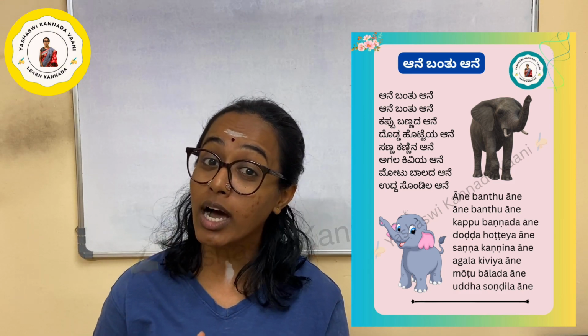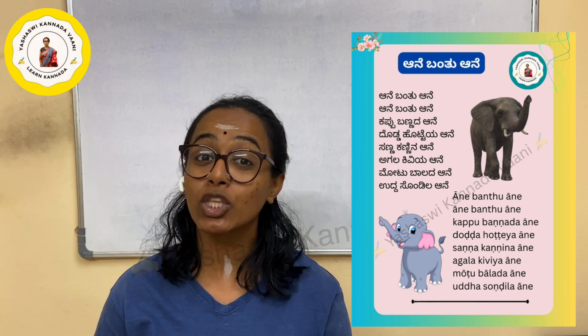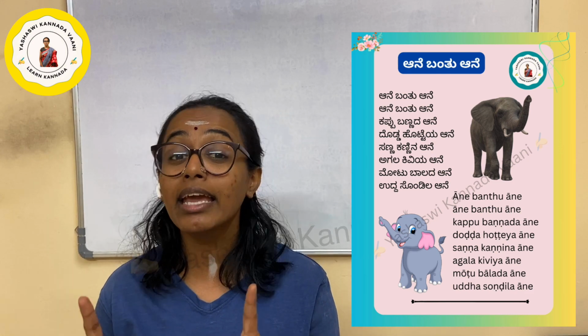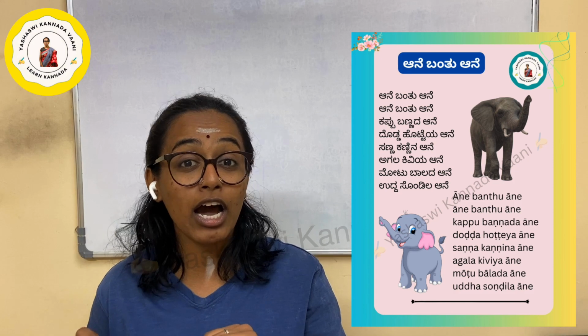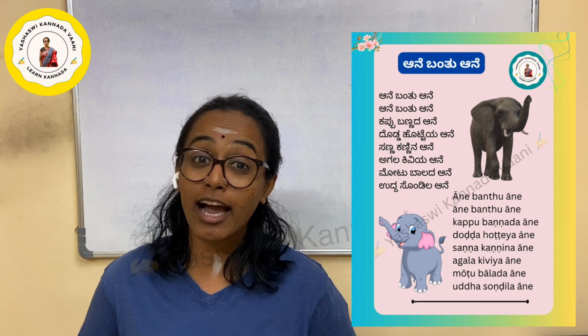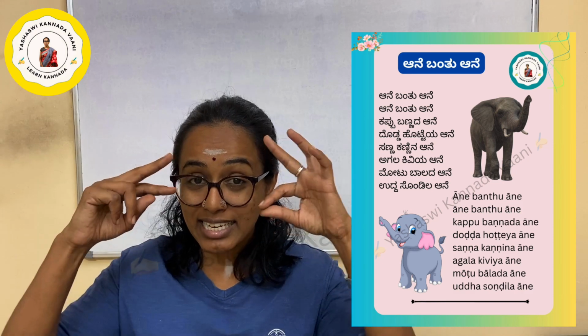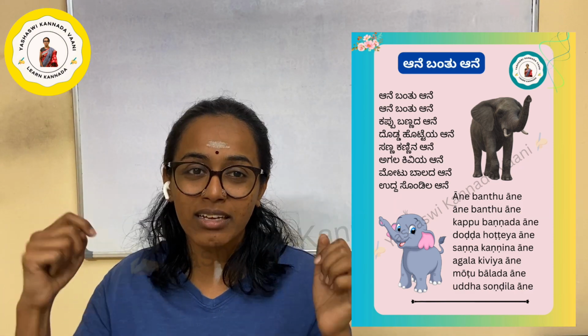ಆನೆ ಬಂತು ಆನೆ, ಆನೆ ಬಂತು ಆನೆ, ಕಪ್ಪು ಬಣ್ಣದ ಆನೆ, ಕಪ್ಪು ಬಣ್ಣದ ಆನೆ, ದೊಡ್ಡ ಹೊಟ್ಟೆಯ ಆನೆ, ದೊಡ್ಡ ಹೊಟ್ಟೆಯ ಆನೆ, ಸಣ್ಣ ಕಣ್ಣಿನ ಆನೆ.